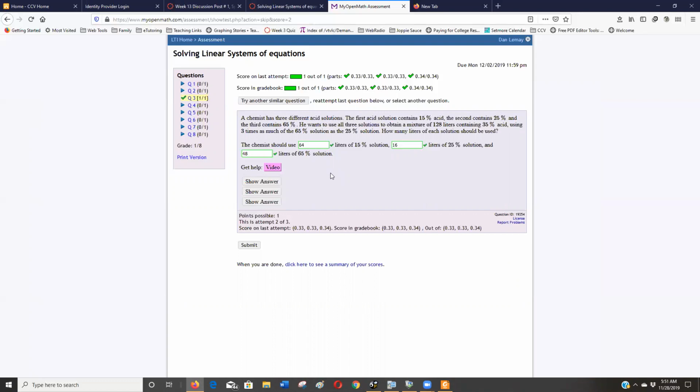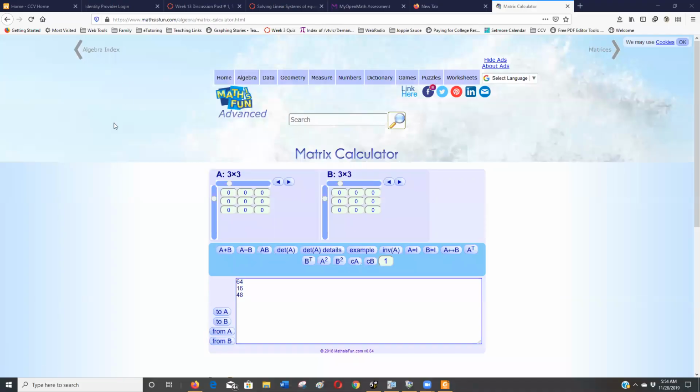Now, there are other calculators out there. If you don't have a graphing calculator, let's go find one. So let me stop this video and I'll go find one. So I found this one at Math is Fun. I don't remember what I used in my other videos, but this one just came up and seems to work pretty well. So how do I use this calculator?